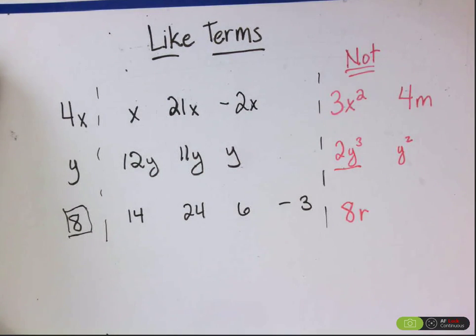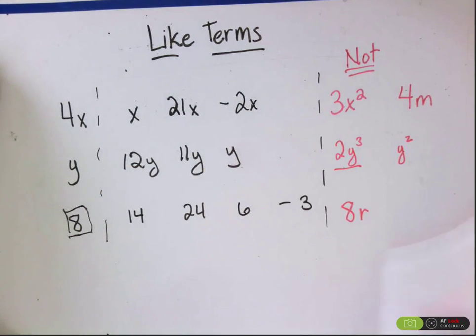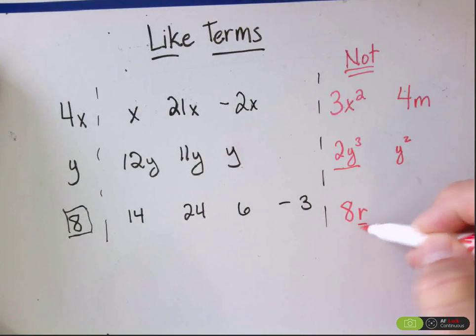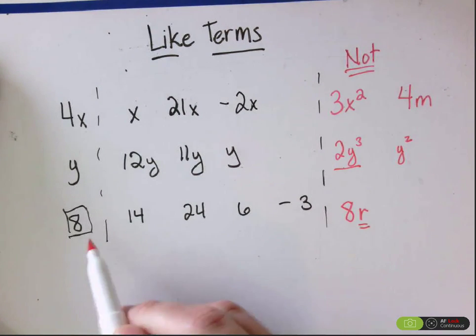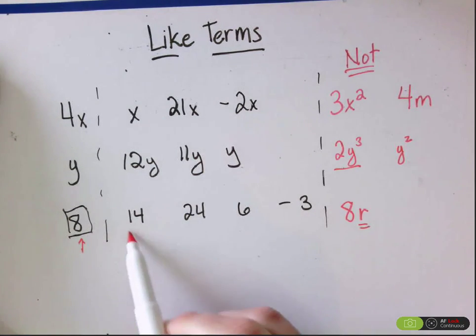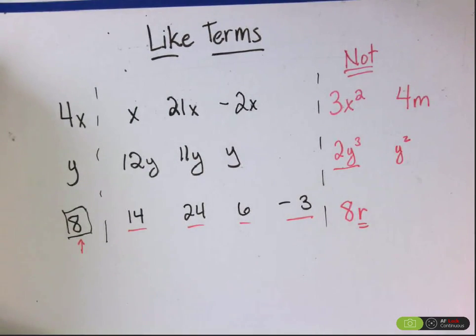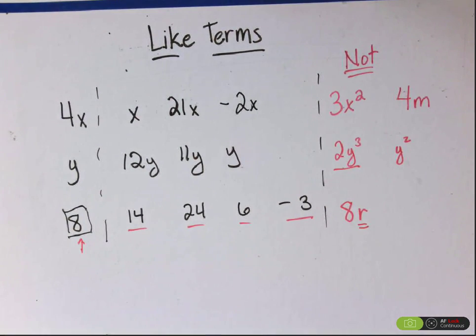8r. The numbers are the same, 8 and 8, but what's different? Well, this one has a variable r, this one does not. Okay, constants can only be combined with constants. 14, 24, 6, -3. They cannot be attached to a variable to combine them. Okay? So that's how we determine whether they are or are not like terms.